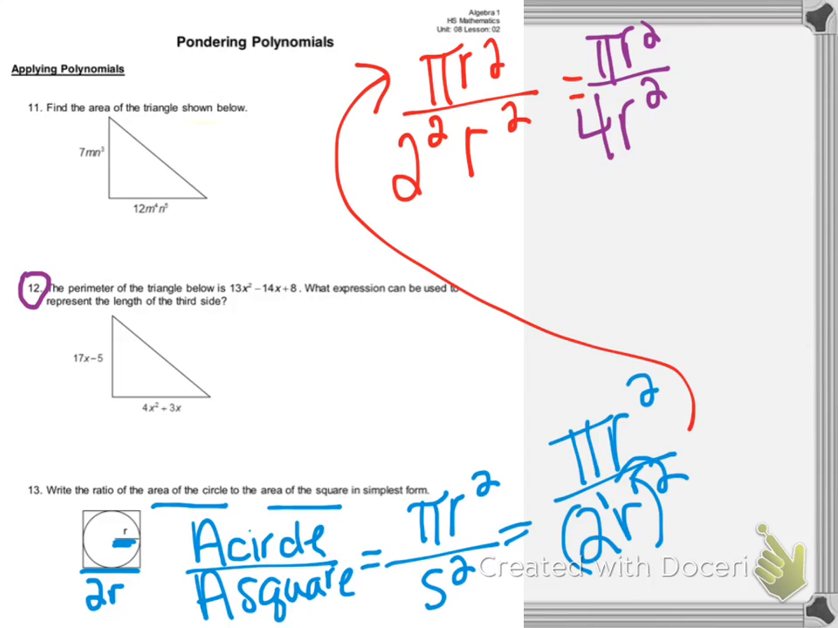Now, can I go any further down? Yes, I can, because remember, r squared divided by r squared is going to cancel each other out, and I'm just left with pi divided by 4. So my answer is pi divided by 4. So that would be the ratio of the circle to the square.